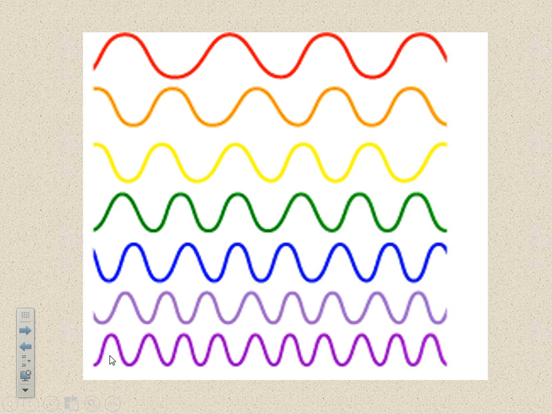So a lot of times we can do this little tiny lambda, and red would be a really big lambda, but the frequency of red light is a little tiny thing. Frequency of violet light is really big because they both travel at the speed of light. So wavelength is inversely proportional to frequency.